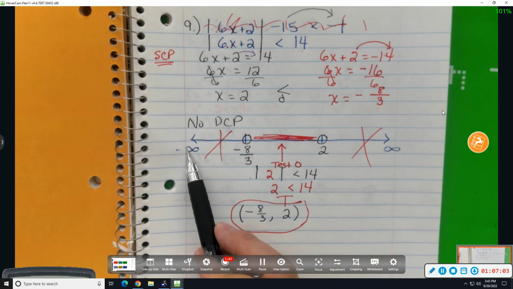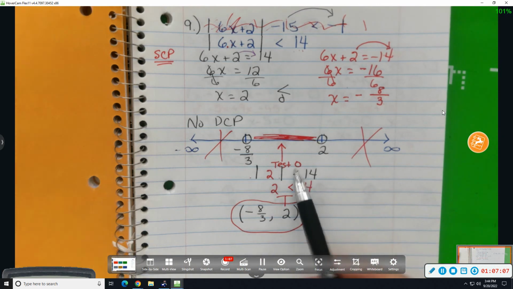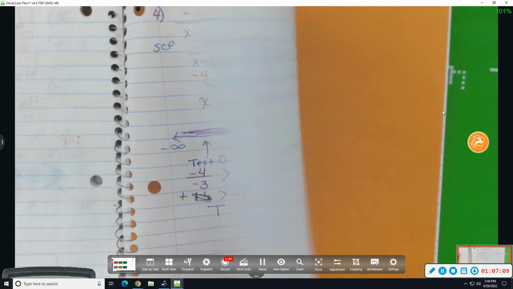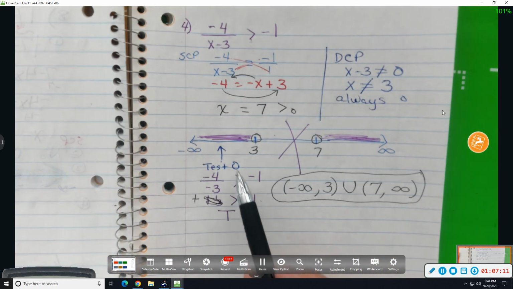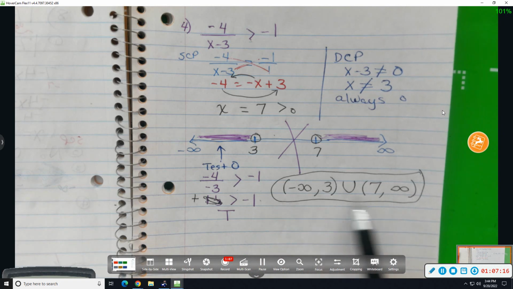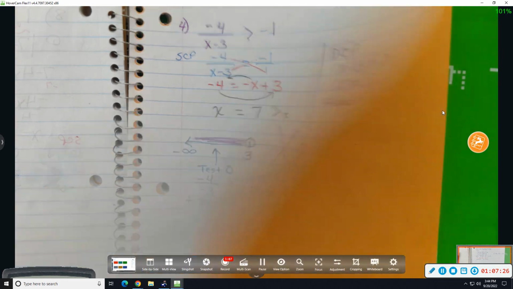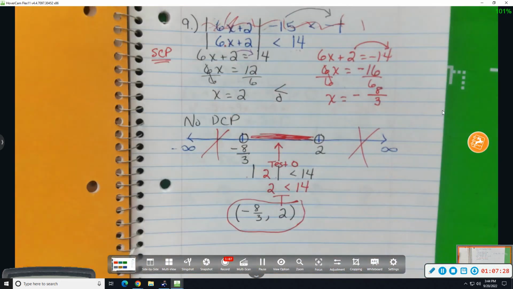To the left is negative infinity, to the right is positive infinity. But do not label the test value. Otherwise, you'll wind up putting it in the answer, like this one here. He tested 0. Did he get 0? Does 0 appear in the final answer? No. The only things your final answer can contain are negative infinity, infinity, and cut points. Okay? So back over here, where is it?